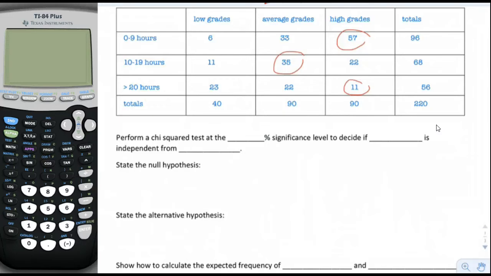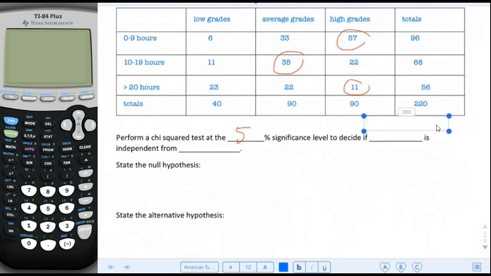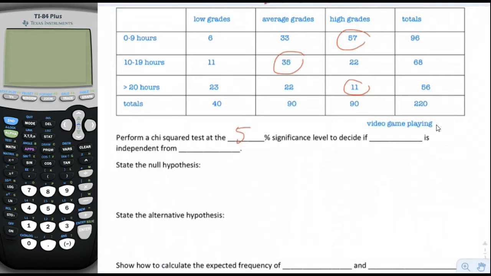Okay, perform a chi-squared test at the blank significance level to decide if blank is independent from blank. So for this one, you're going to choose a chi-squared test significance level. You're going to put like 1, 5, or 10. So I'm going to put 5. 5% significance level to decide if video game playing is independent from grades.